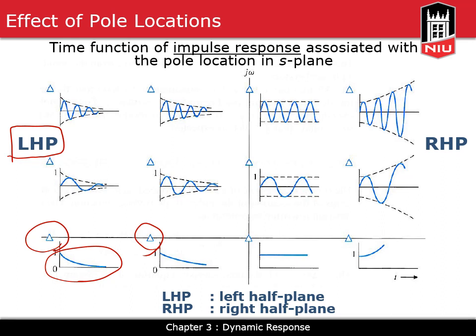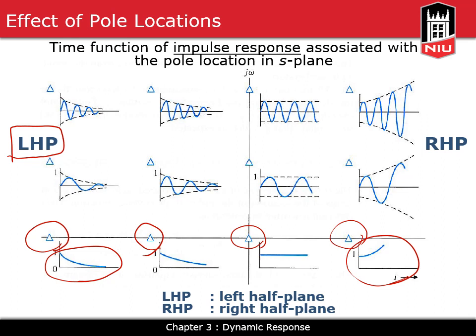If the pole is exactly on the origin, it's the border between stability and instability, and that will create a constant response. If the pole is on the right side and on the real axis, the response will be an exponential that will increase with time. You can see that over here. The main difference is that poles on the left create stable responses, poles on the right create unstable responses.